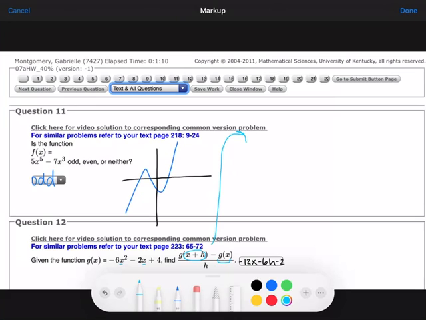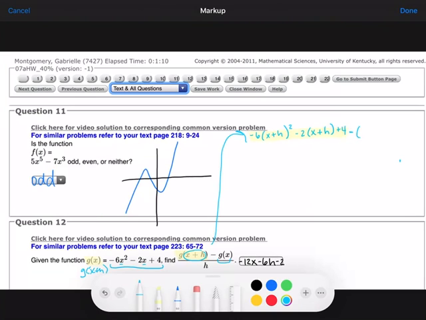So g of x plus h means that I'm going to plug in x plus h wherever I see x in this function, because I'm finding g of x plus h. So I have negative 6. Instead of x, I'm going to put x plus h squared minus 2 times x plus h plus 4. So this is g of x plus h, where I just took g of x, and instead of x, I put x plus h.